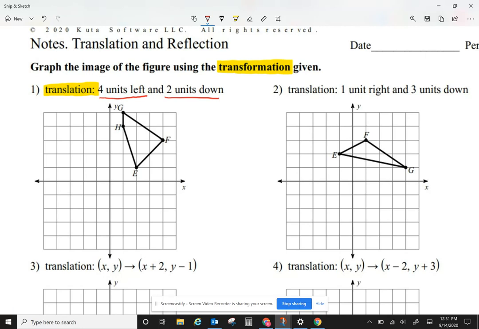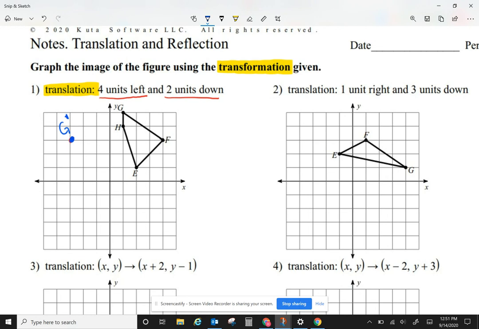Let's take a look at one point, for example, point G. We can see point G. I'm going to move it 4 to the left and 2 down. So my point G is going to move here. Originally in black, you guys see it's point G. Now, once I move it, let me use blue. Once I move it, I'm going to call this G prime. The little apostrophe, we call it prime.